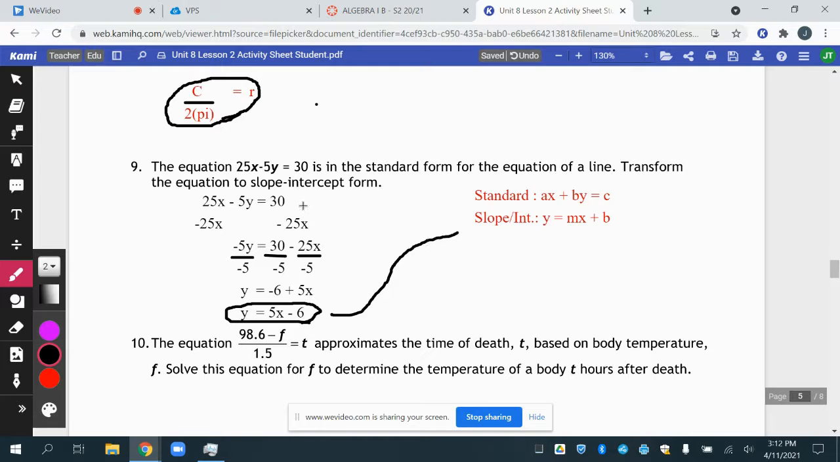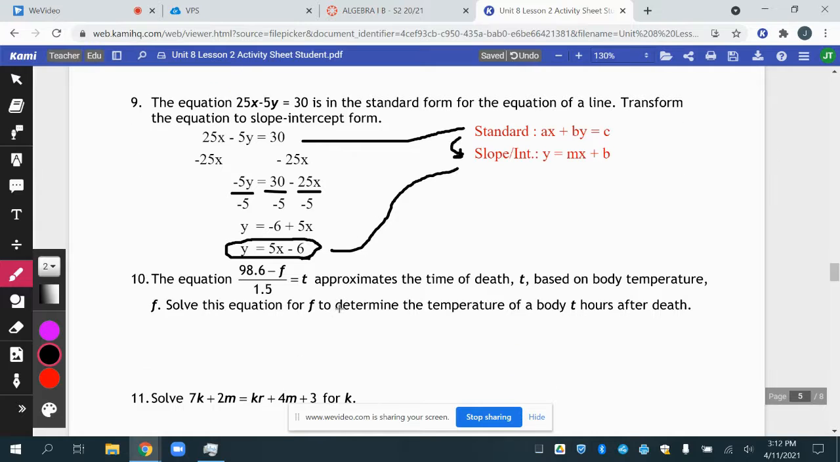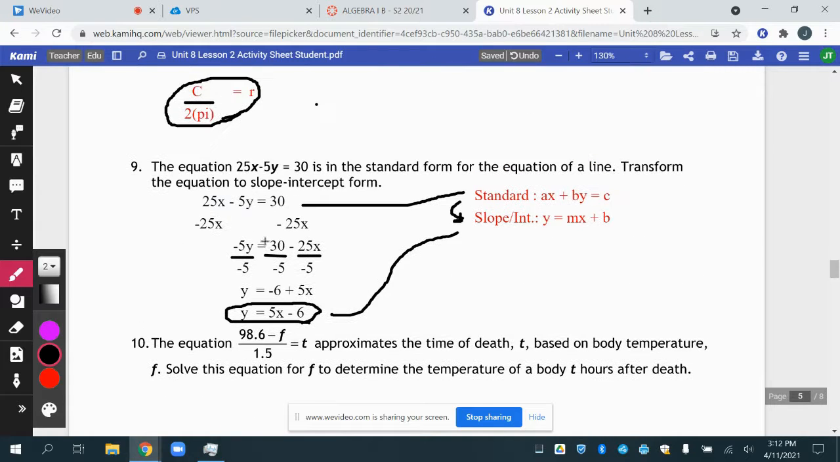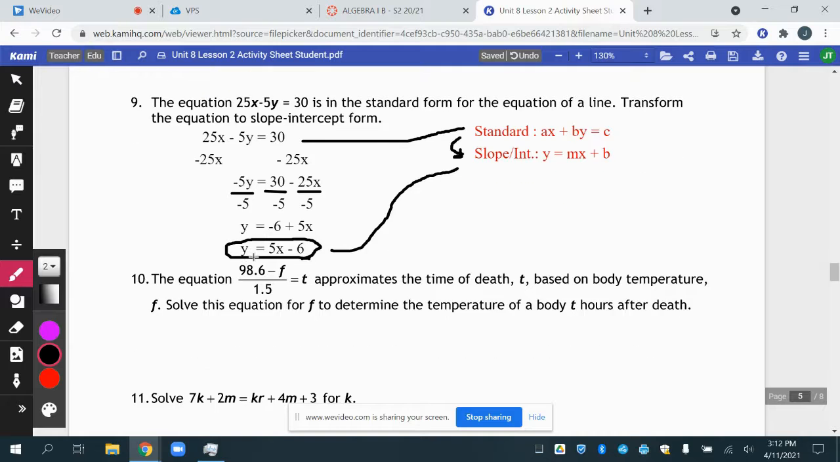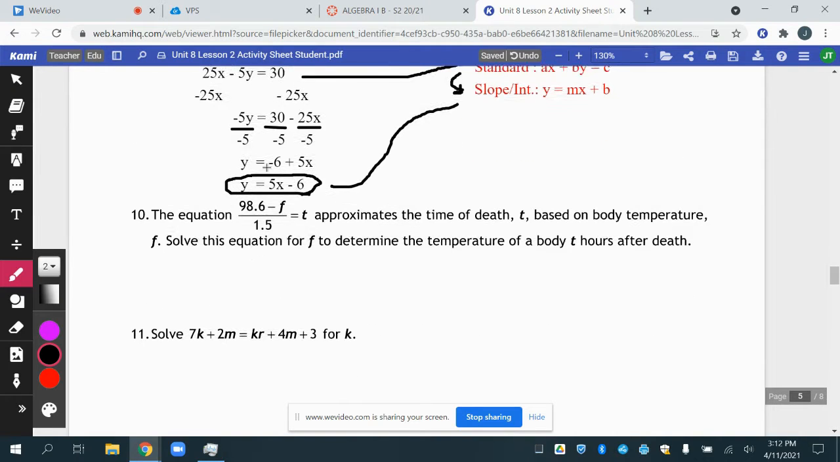We went from this form to that form using algebra. All right, great news. And if I graphed these, they'd be the same thing. Why? Because I didn't change the equation. The equation still says the same exact thing. It just has the numbers in different spots.